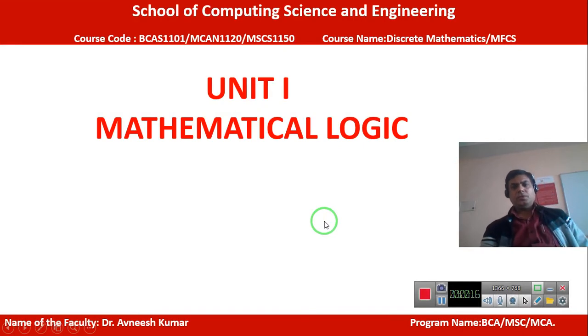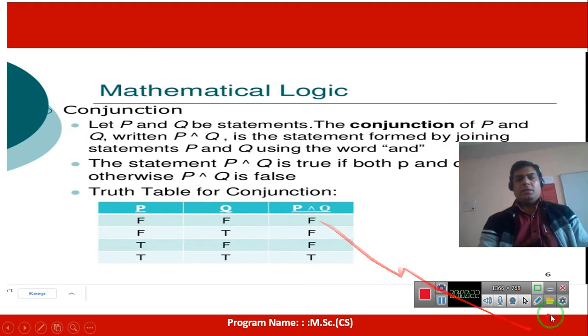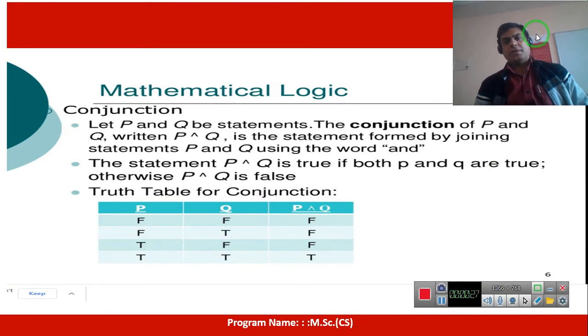Hello, good morning. This is the third lecture of discrete mathematics. In the previous lecture, we discussed the five types of logical connectives. The first is negation, the second is conjunction, the third is disjunction, the fourth is implication, and the fifth is biimplication. In the previous lecture, we covered only the first logical connective, negation. Now we will discuss all the logical connectives and their precedence.